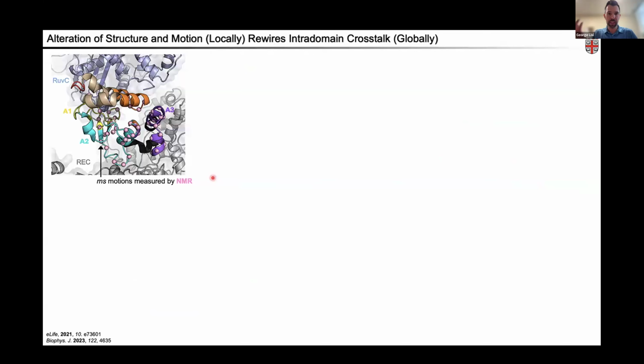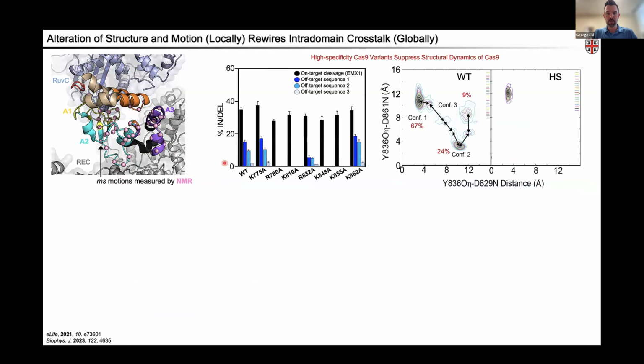Okay, so we started to think about this not from a structural perspective, but from a dynamic perspective. What you're seeing here is the structure of that nuclease domain again, and all of these pink spheres here are motions that we can measure by NMR that define the pathway from the nucleic acid recognition lobe to the nucleases and the adjacent nuclease, which cleaves the non-target strand. So target strand here, non-target strand here, okay? And so this pathway of communication is NMR detectable, okay? And remember, we're introducing mutations here.